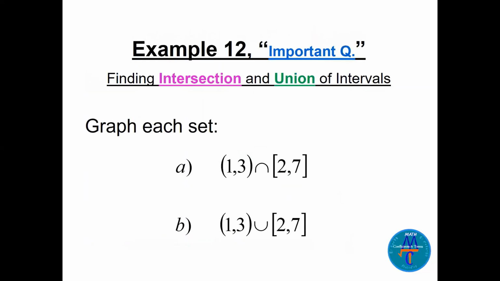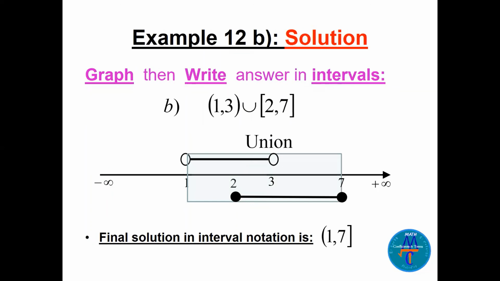Can you try second one, please? Try 1, 3, open, union, 2 to 7, closed. All right, let's see now together. The answer will be open at 1 to 7, closed. See, 1, 3, I write the same set here. 1, 3, all the numbers from 1 to 3, that's an interval. And then I write 2 to 7, closed. I need the union. Union, I take all the elements in set A, set B, and the intersection.